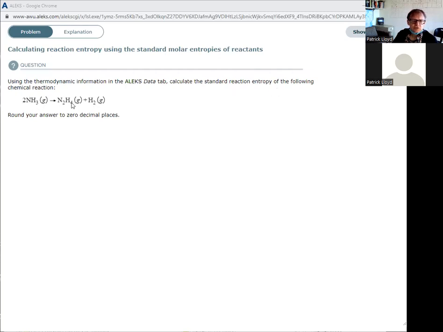And then here's our equation, right? The balanced equation. Okay. So 2 moles of ammonia, NH3 gas, form 1 mole of N2H4 gas plus 1 mole of H2 gas. So that's a little tricky. It's not obvious to me whether that's going to be a positive or negative change, because we have 2 moles of gas on the reactant side and we have 2 moles of gas on the product side.